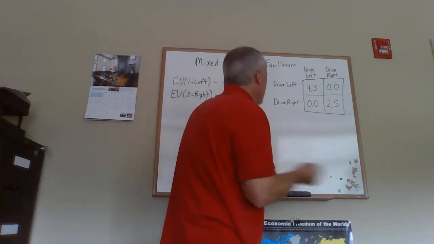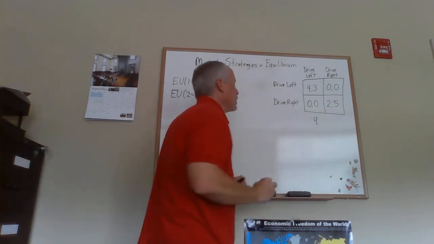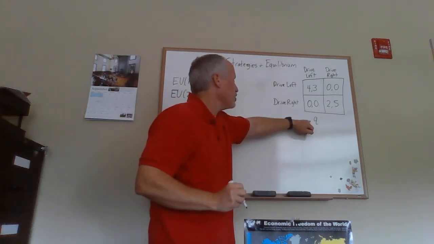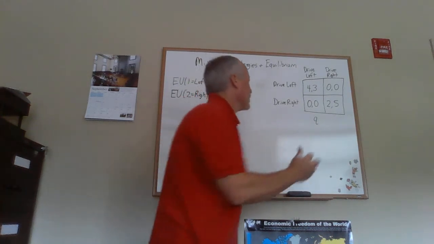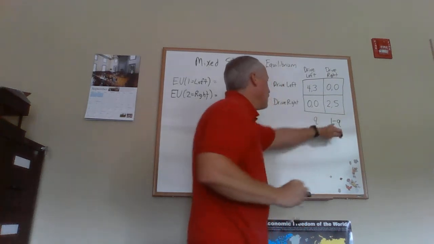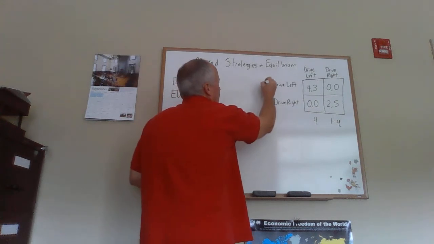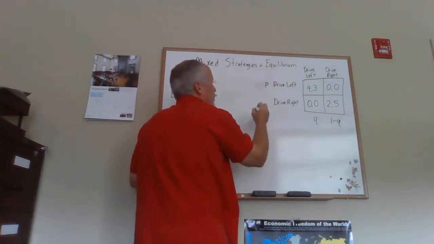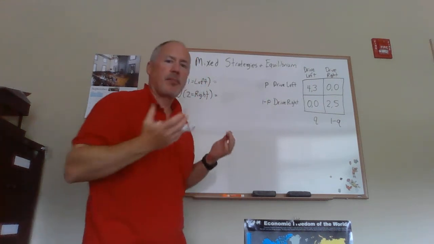To do it very generally, suppose that the probability that player 2 assigns to the strategy drive left is Q. So we're going to do a little bit of algebra here. Let's call that Q. Then the probability assigned to drive right would be 1 minus Q. And for player 1, the probability that they assign to drive left would be P, and to drive right would be 1 minus P.